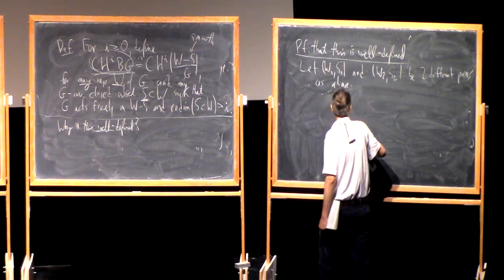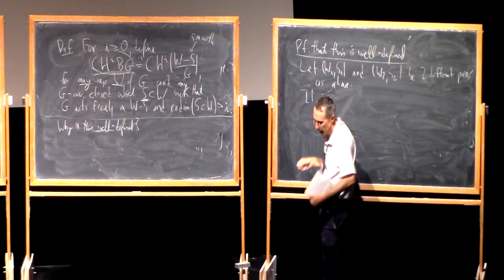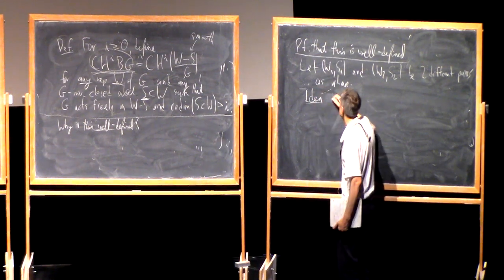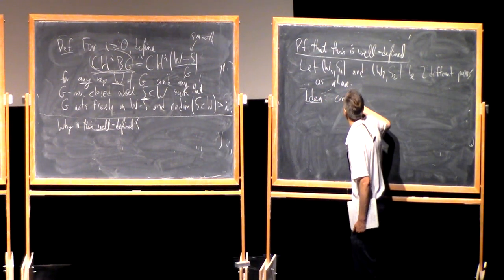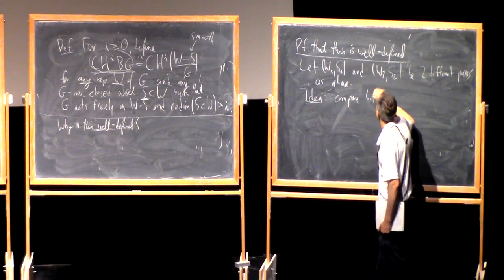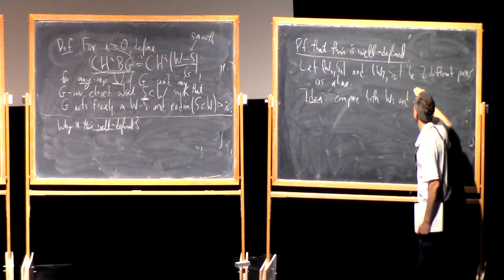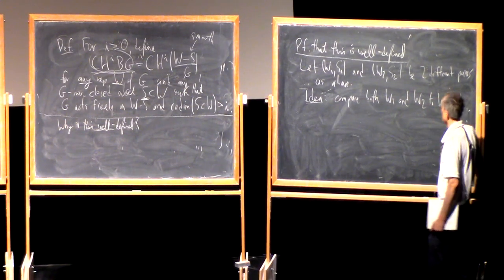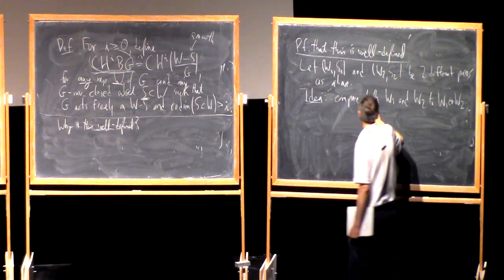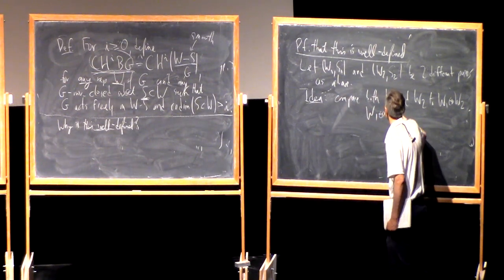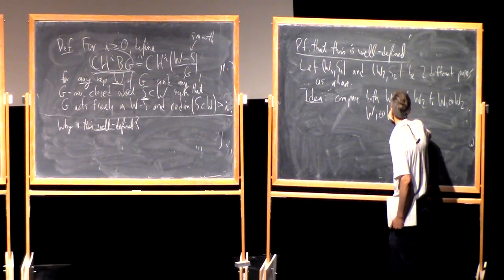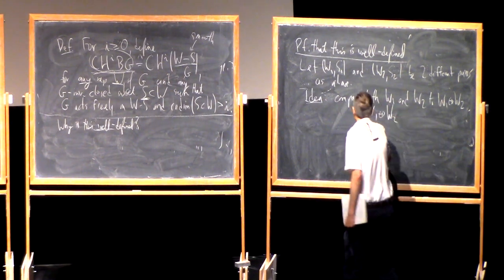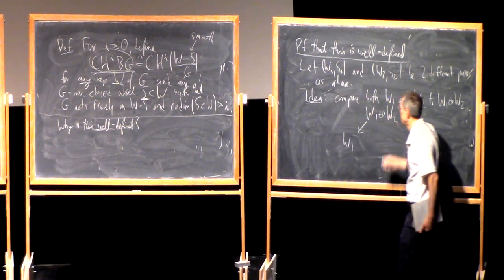The idea is to compare both these representations to the direct sum representation. Fairly natural thing to do. Compare both W1 and W2 to the direct sum. So what happens? Well, you have a map. I could look at W1 direct sum W2. That's some other vector space. That obviously maps to W1, and this is a G-covariant map.